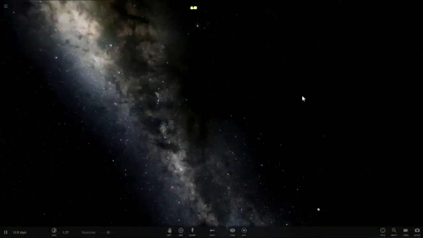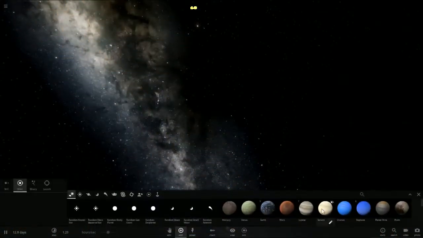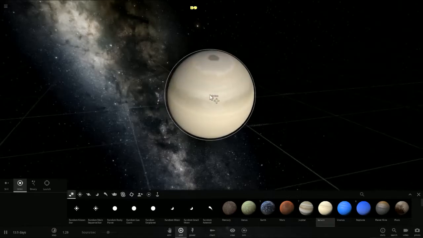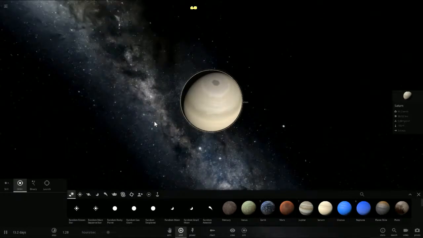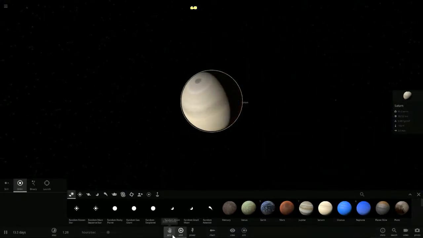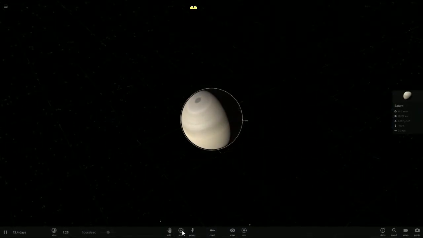Where today we are going to be looking at Saturn and how it got its rings. So we're going to be covering that.